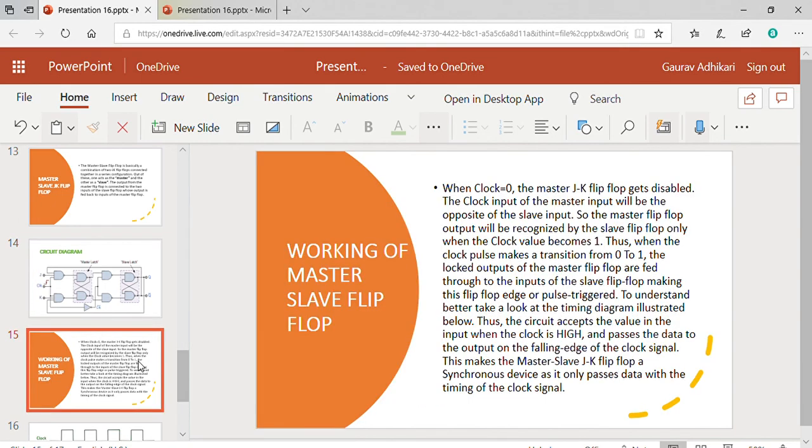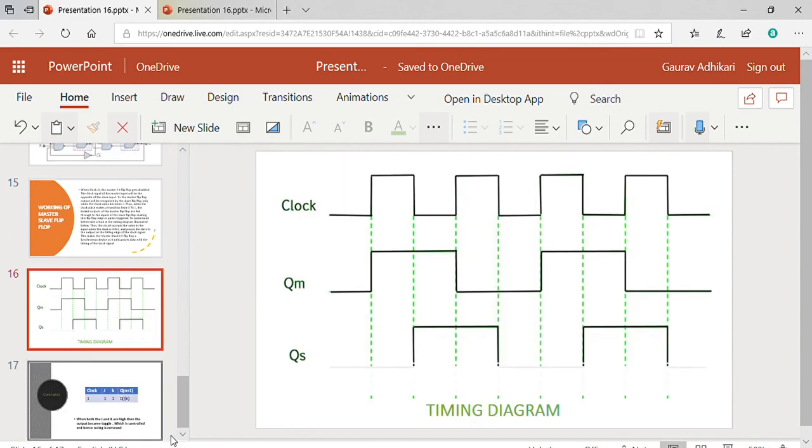In this timing diagram, we can see that when the clock is positive edge triggered, the master output, that is QM, is high and the state is stored until the clock is negative edge triggered. The output of the slave flip flop is high when there is a negative edge, and the state is stored until there is another positive edge.